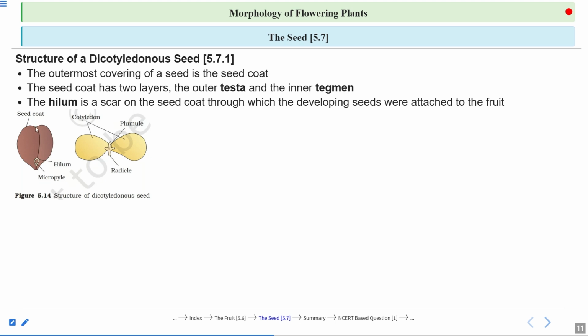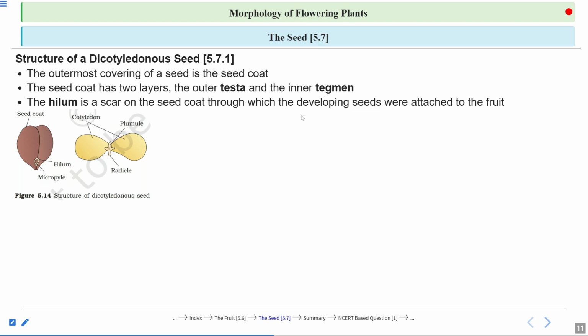And this seed coat, how is it formed? Integuments. And how many integuments are there covering the embryo sac? Two integuments are there. So we have two layers. The seed coat has two layers. The outer integument is called testa and the inner integument is called tegmen, right?